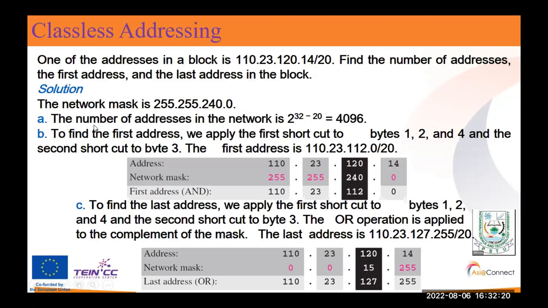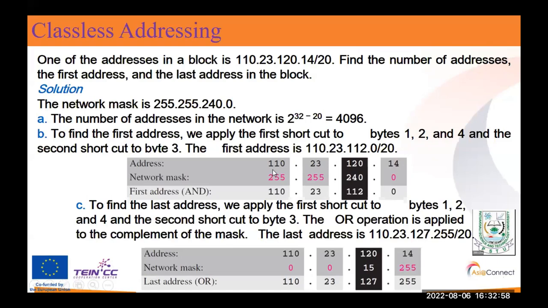If clear, then you can easily calculate the number of addresses in the network: 2 to the power 32 minus n, n equal to 20. So there are a total of 4096 addresses in this IP address block. But what will be the first address in this IP block? The given address is 110.23.120.40, and we have already calculated the network mask using the slash notation, 255.255.240.0. So we need to perform the logical ANDing operation.